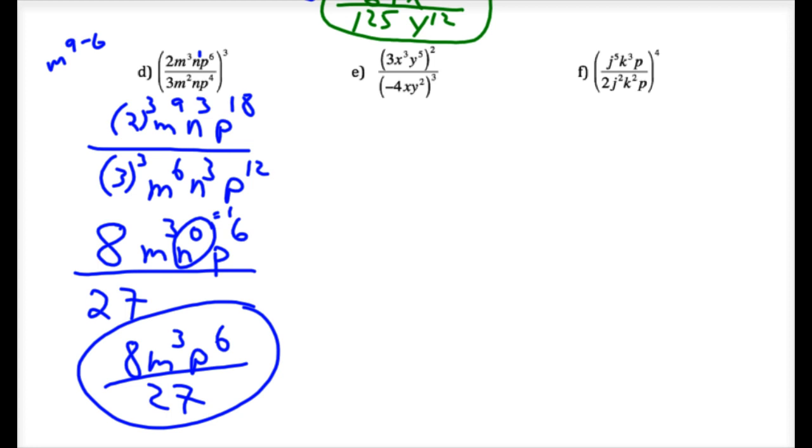I'll walk you through E. Okay. I got F. All right. The next one, not all of it is being taken to one exponent. We get different exponents top and bottom. Big deal. We can do this.